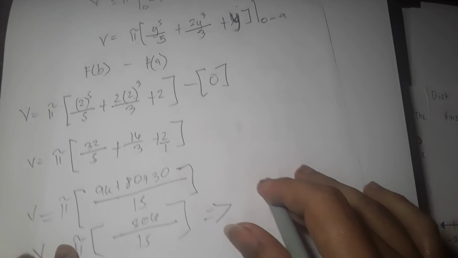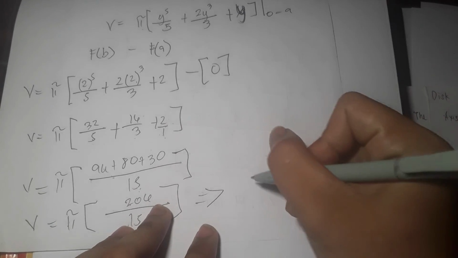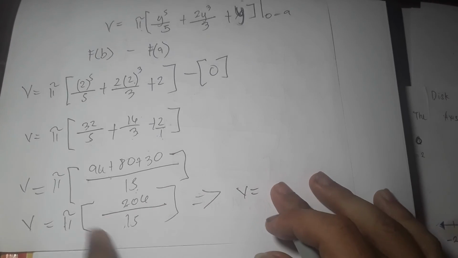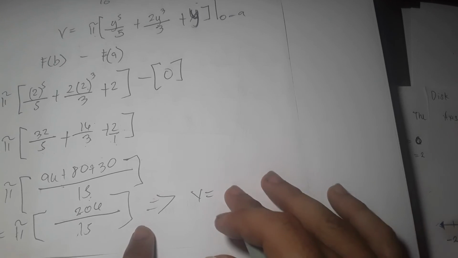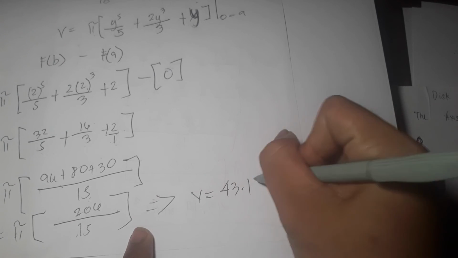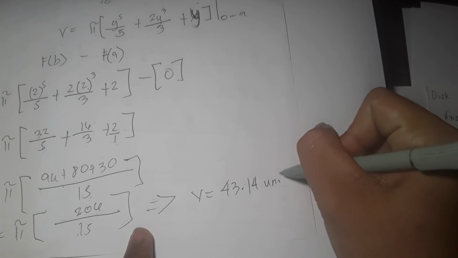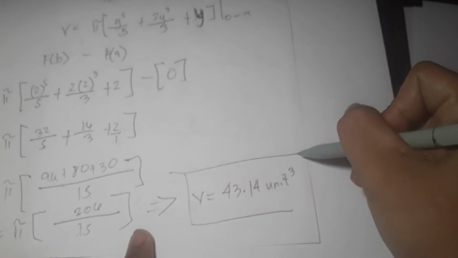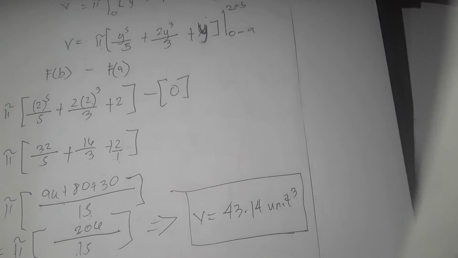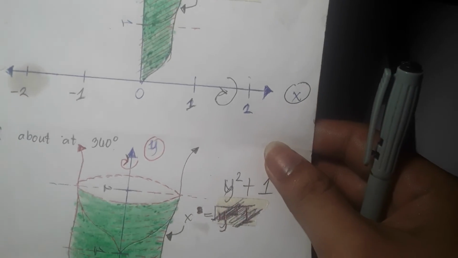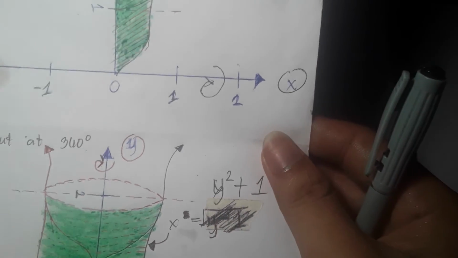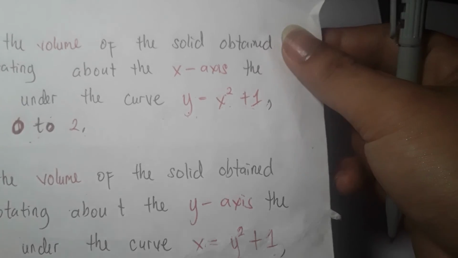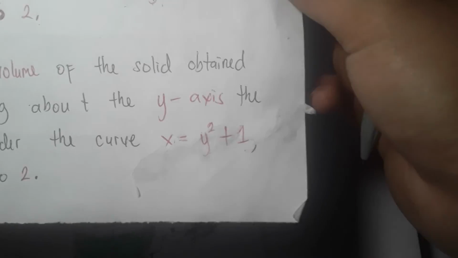So V, if we calculate this one, the result is 43.14 units cubed. So this would be our volume of this figure that is the answer for our second case, or case number 2.